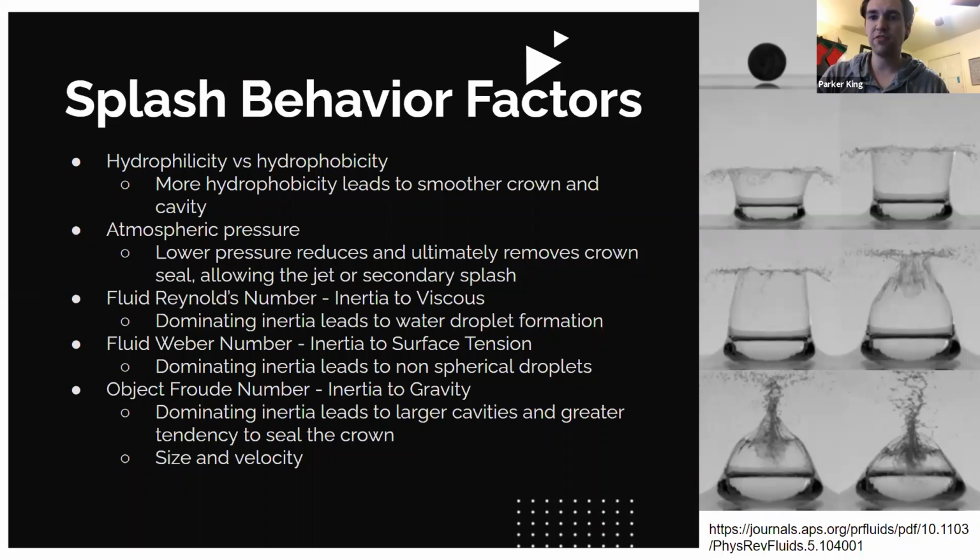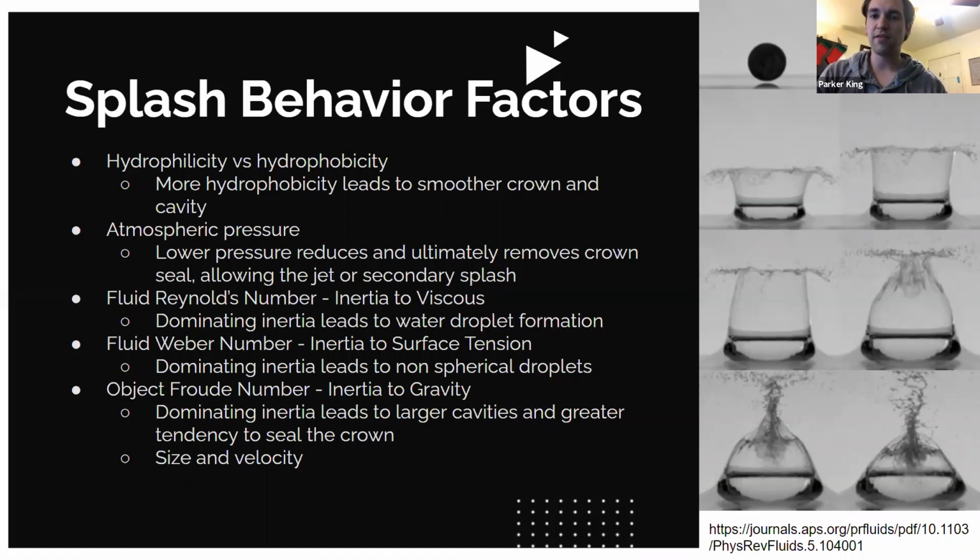The more hydrophobic an object is, we learned that it'll create a smoother crown from the initial impact, and it'll also create a smoother surface for the cavity. When it's more hydrophilic, those are a little bit less defined and a little bit bumpy as well.